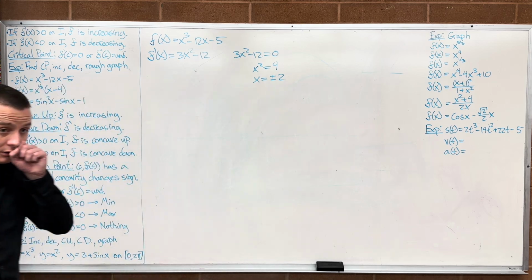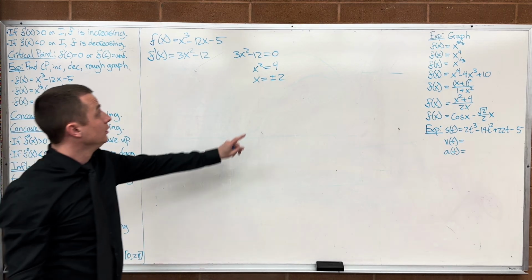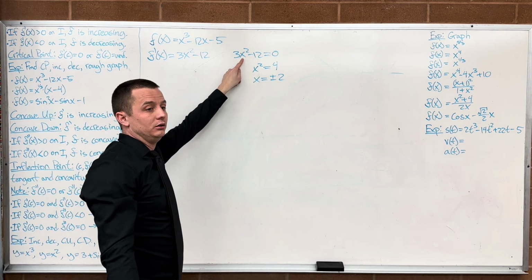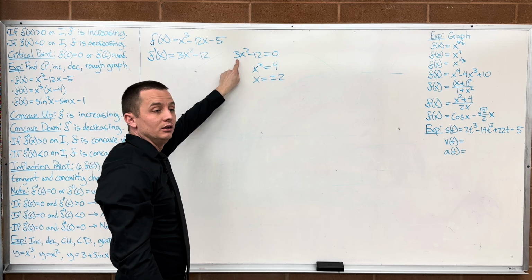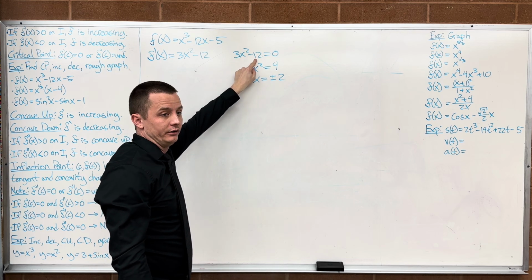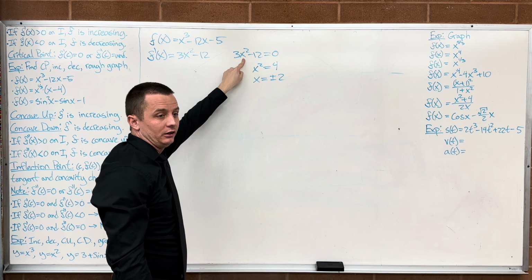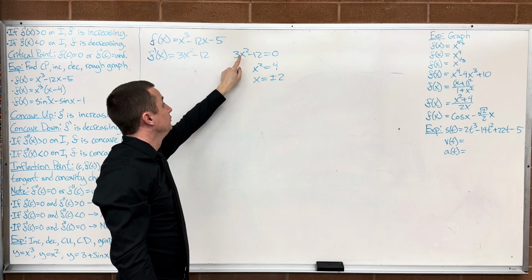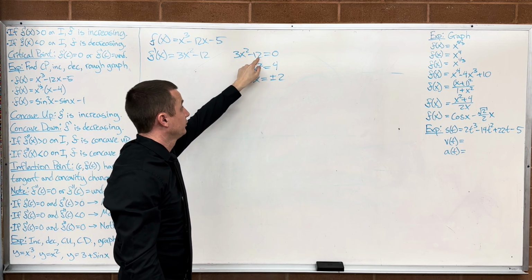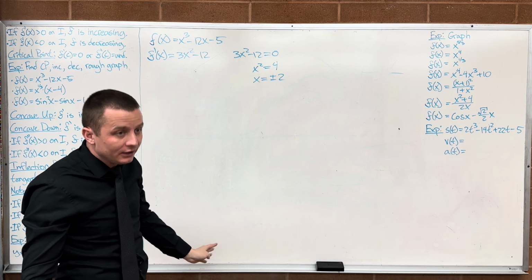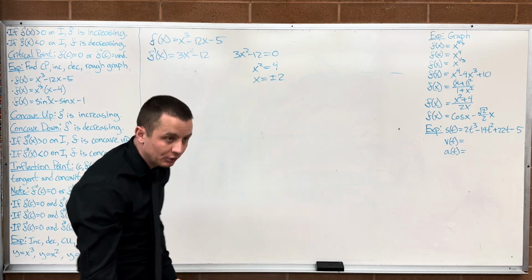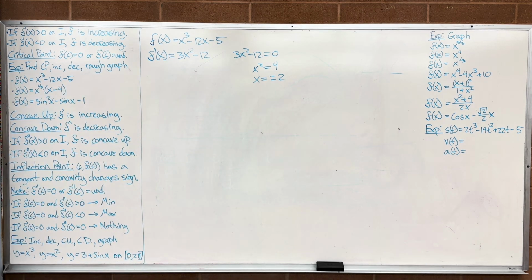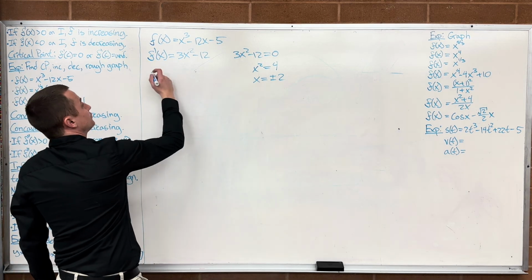But why do you need the plus or minus? What's 2 times 2? 4, times 3 is 12, minus 12 is 0. What's negative 2 times negative 2? 4, times 3 is 12, minus 12 is 0. So both 2 and negative 2 are solutions to that equation. There are 2 solutions. So we have 2 critical points at 2 and negative 2.